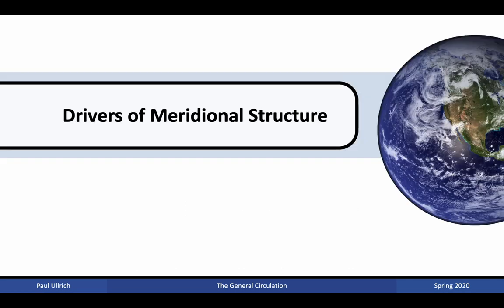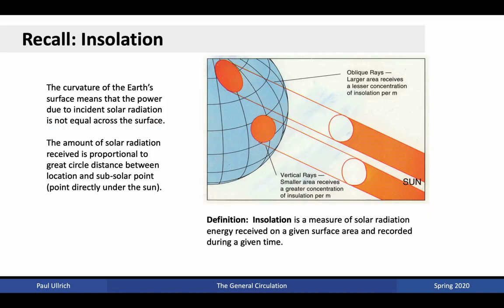All right, let's turn our attention to the drivers of meridional structure of the Earth's atmosphere. Okay, let's go back very early in the class to our second lecture where we discussed energy in the system. Recall our definition of insolation, a measure of solar radiation received on a given surface area and recorded during a given time.